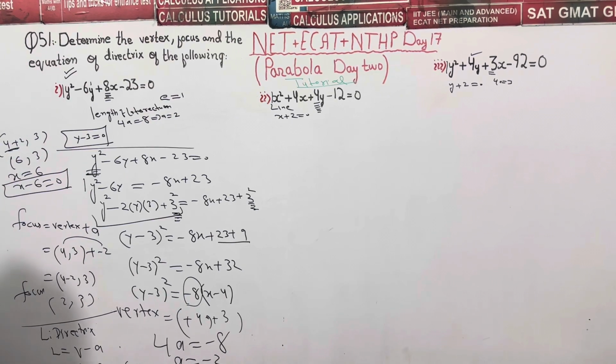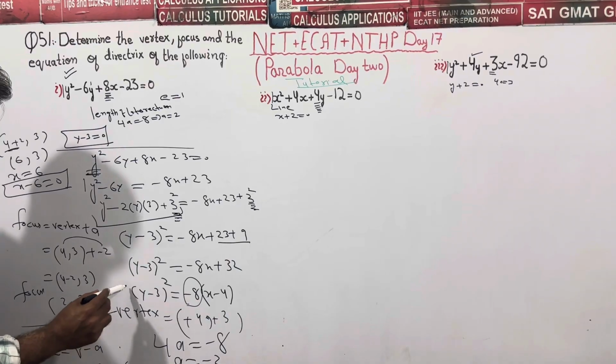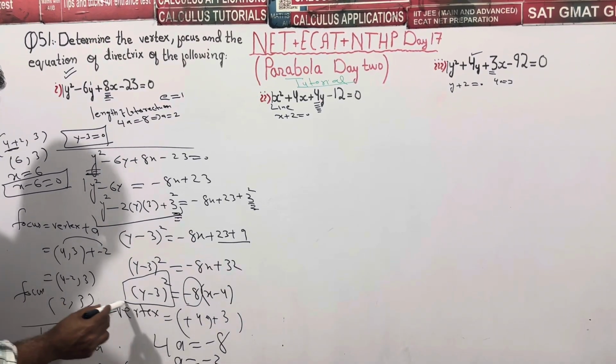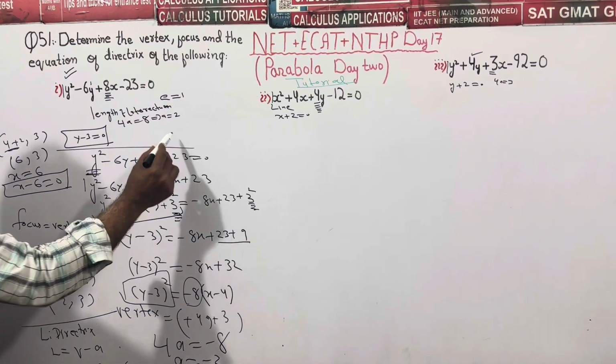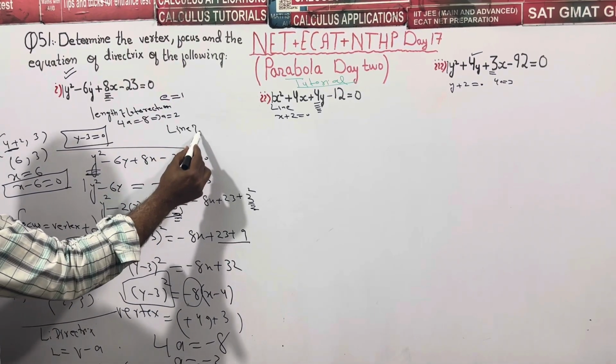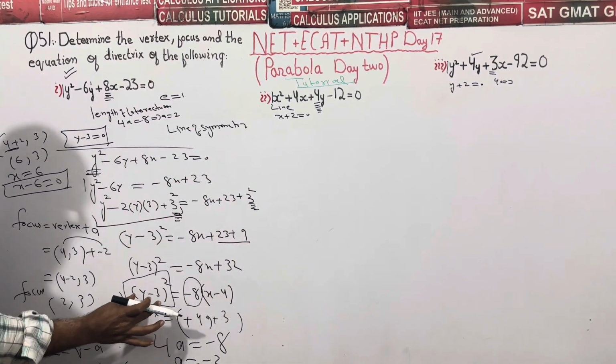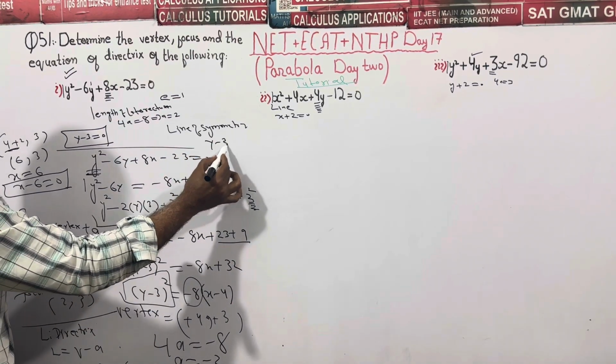The last element that is missing, let me find for you: the line of symmetry, or axis of parabola. Take this portion without a square. That's our line of symmetry. So the line of symmetry is given by taking this one without a square: y minus 3 is equal to 0.